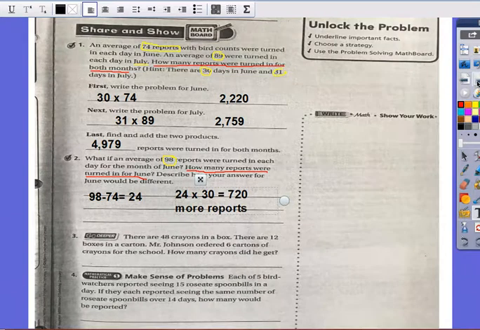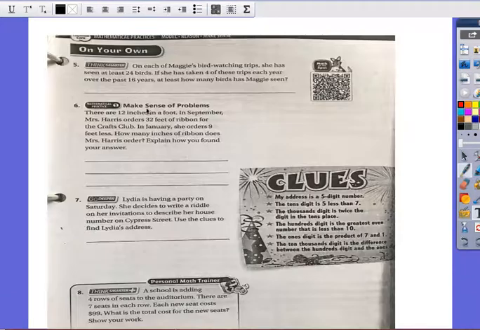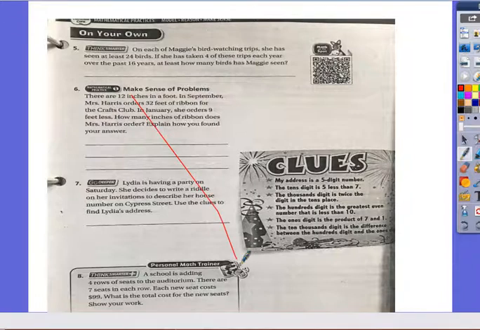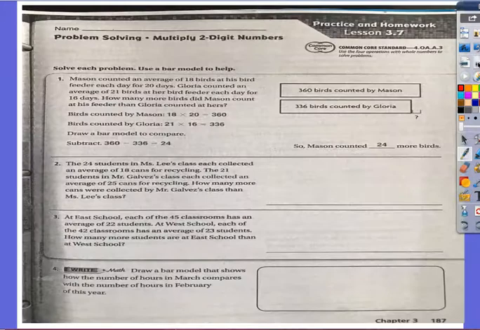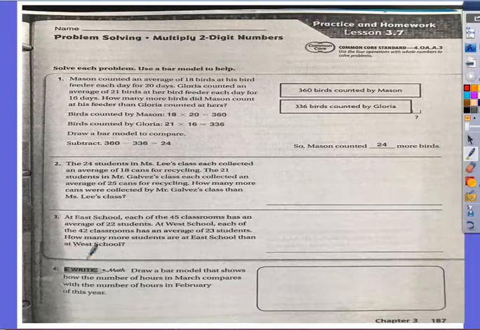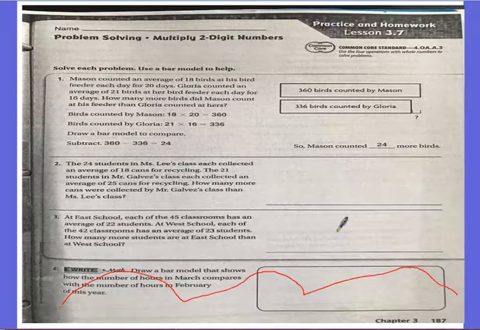Alright, so we're going to go to the next page here. We're not going to do any more of those. We're going to come to your homework. What I want you to do, I'm not going to make you draw a bar model, but I do want you to do number 2 and number 3. Please let me know if you need help on that. I'll kind of get you started a little bit.